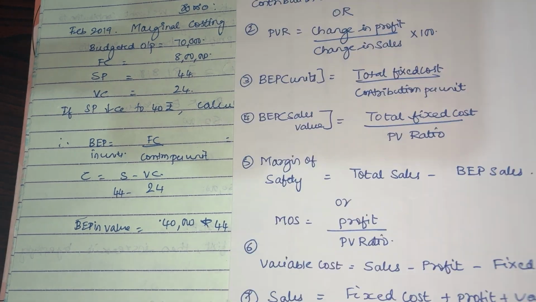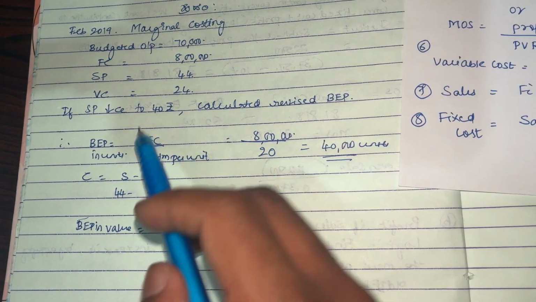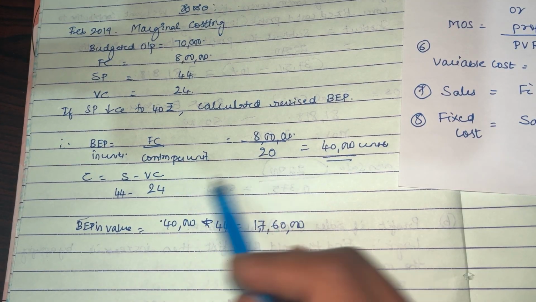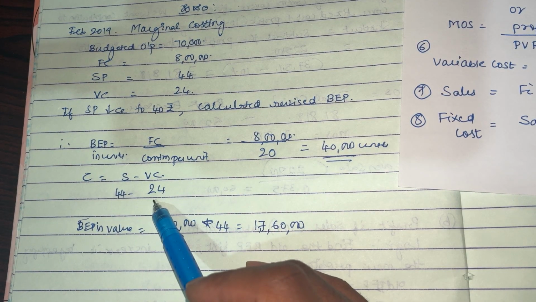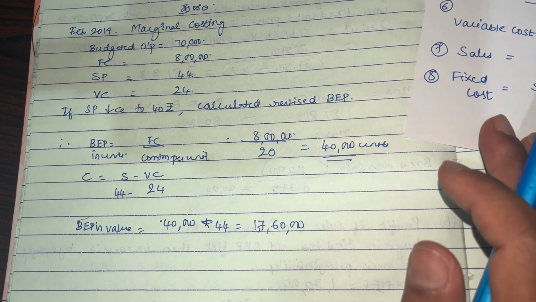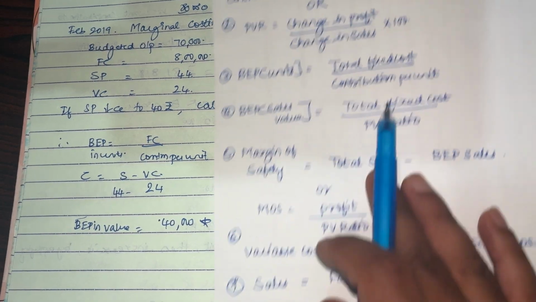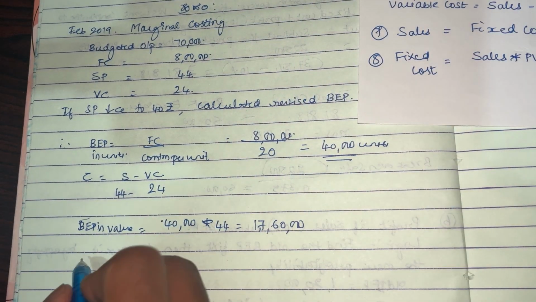Here we have it. Here you can just look at it. BEP in units is total fixed cost divided by contribution per unit. Contribution is equal to sales minus variable cost. So this is how we will calculate it. So 20 rupees, this is what we have identified. 8 lakh divided by 20, 40,000 units. And BEP in value is total fixed cost divided by PV ratio. You can also do this.